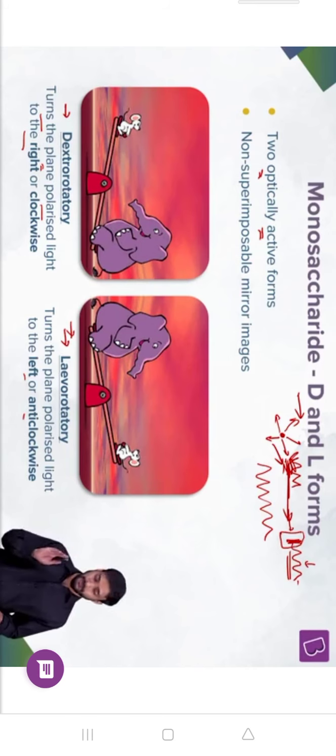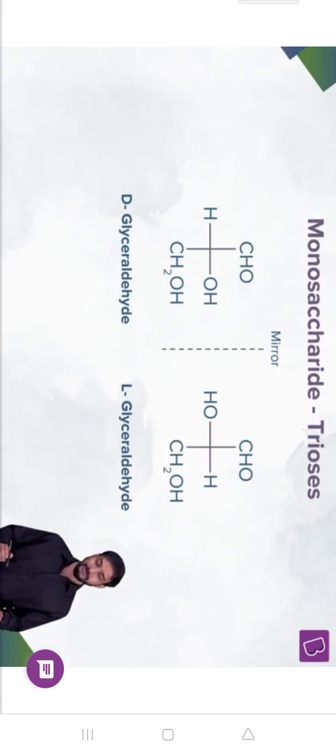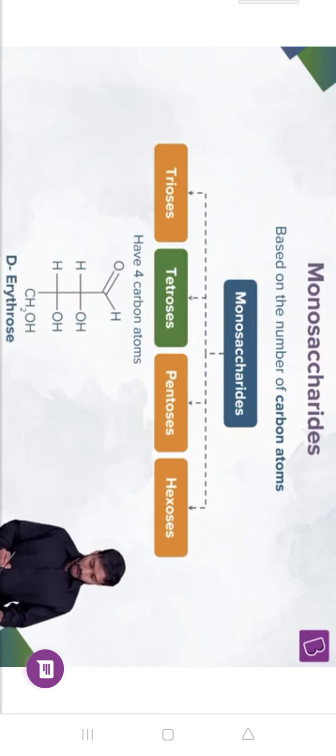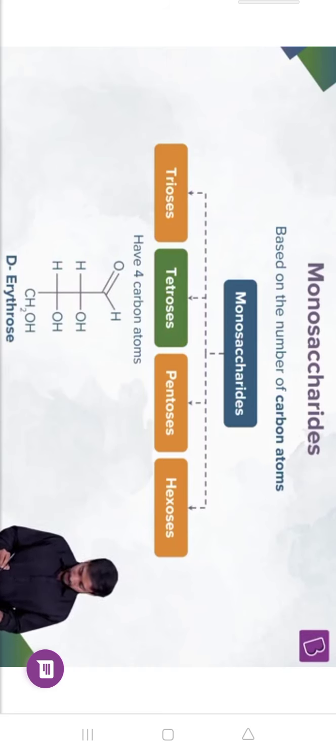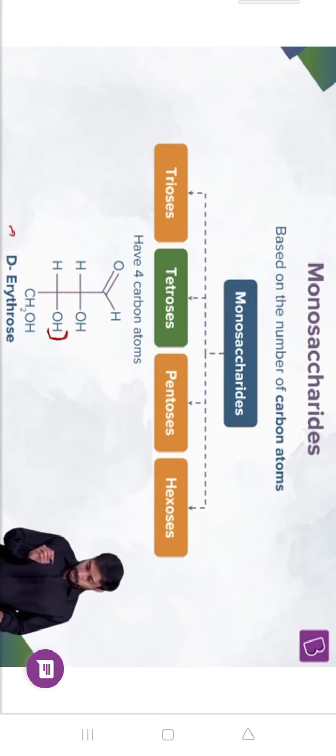Clear? Fine. These are non-superimposable mirror images. Relate to this. It's non-superimposable. Enantiomers. Great. Tetroses. Let's see. They have 4 carbon atoms. Fine. D-erythrose. Can you see? Okay. D means? You understand? So here, if you take this carbon, fine, D will be, OH will be towards the right. Yes. This OH is at the right.